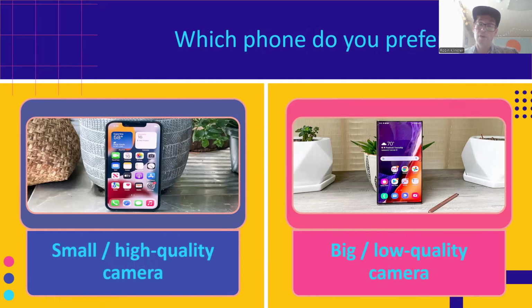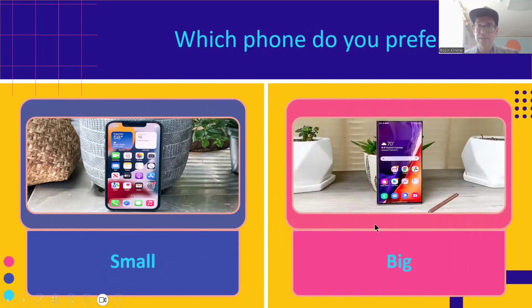or let's say you want a big phone, what would you rather have? A big phone with a low quality camera or a small phone that has a high quality camera? So if you want a big phone, like here, that's an easy decision. You want a big phone.